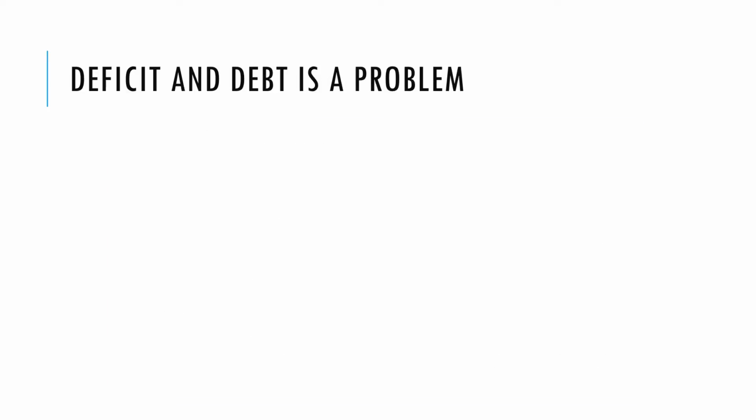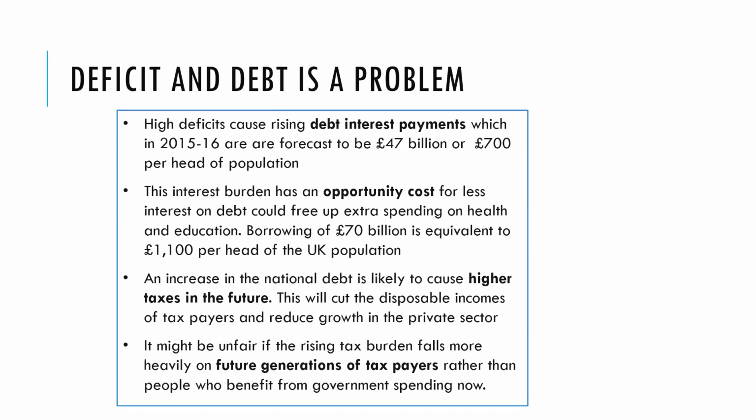On the flip side, there are some arguments that deficit and debt is a problem. High deficits cause rising debt interest repayments. And these are forecast to be about £50 billion in 2016, which is about half the education budget or maybe 40% of the NHS total budget. And this interest has an opportunity cost. What could that money be better spent on?